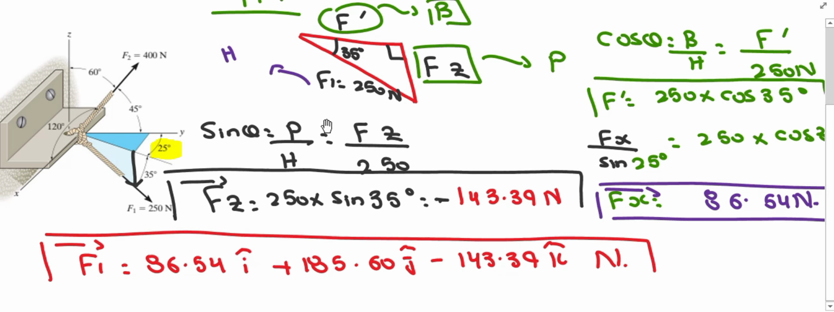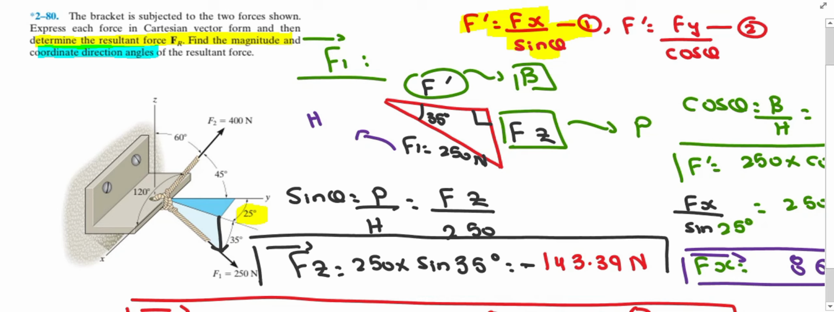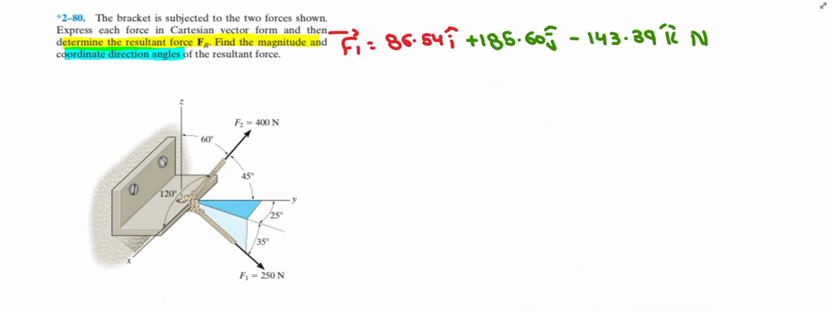Now, what about the Cartesian form of F2? We erase some extra things from here. F2 is 400 Newton. F2 makes an angle of 120 degrees from the positive x-axis, an angle of 45 degrees from the positive y-axis, and lastly an angle of 60 degrees from the positive z-axis. So these are the direction cosines.